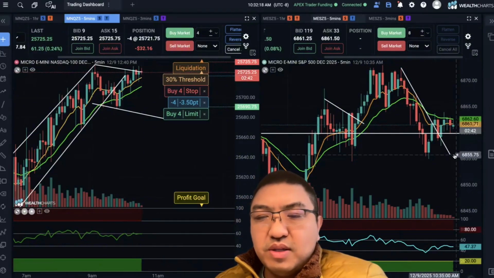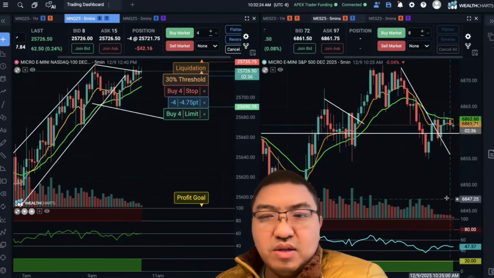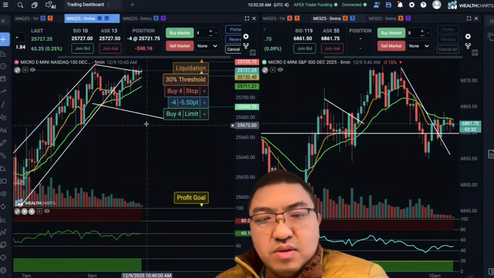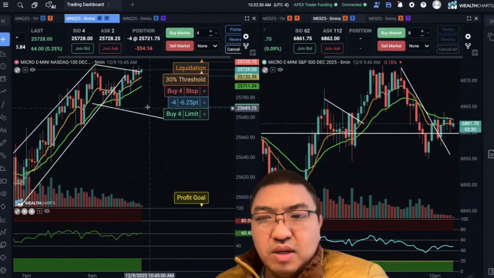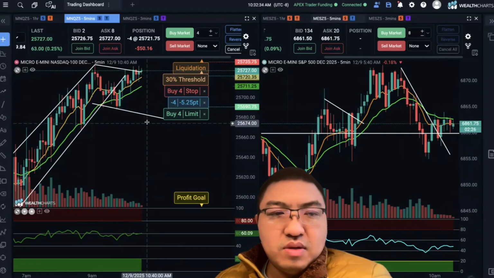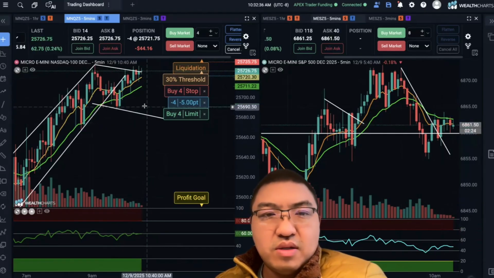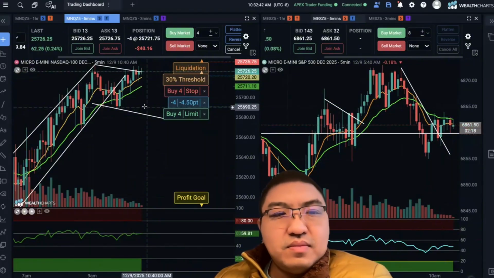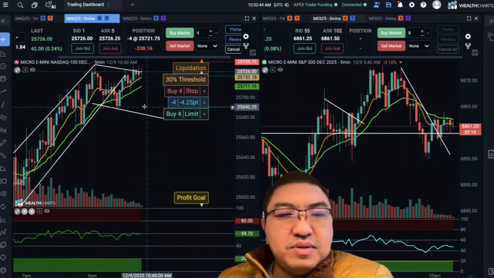If ES breaks down to the downside and probably arrives here, then when ES arrives here, NQ will probably arrive here, or maybe here, maybe here. So a conservative, realistic estimation for a goal is here, which is another battlefield.